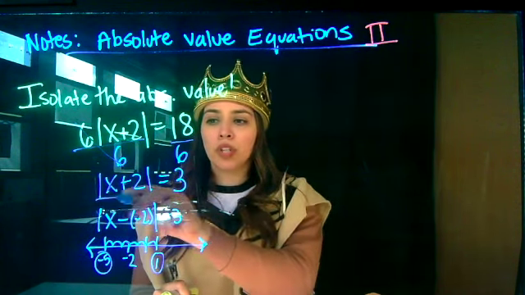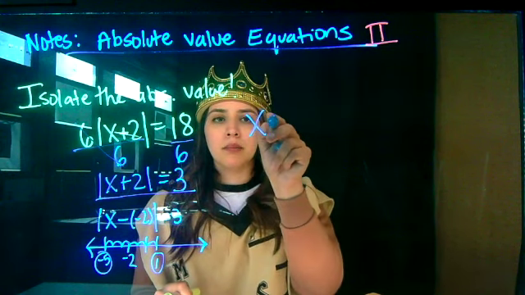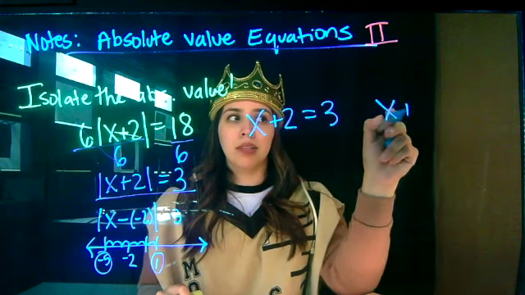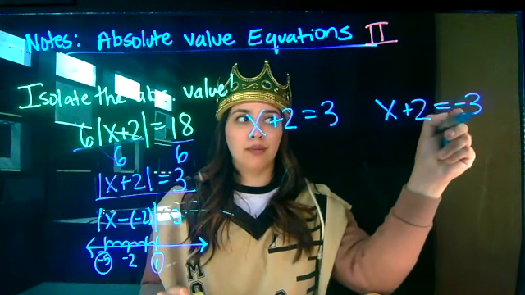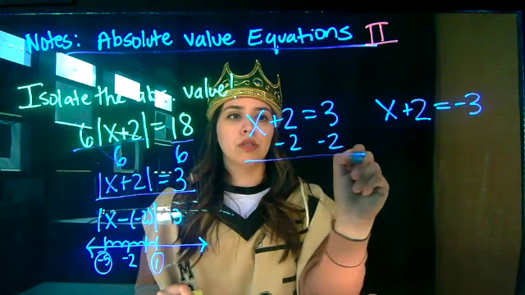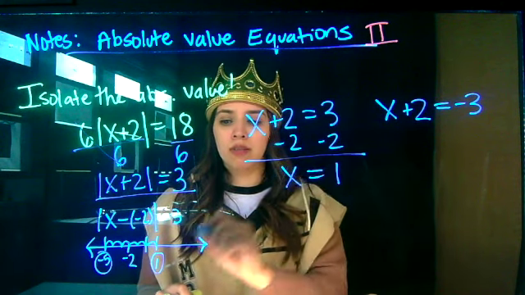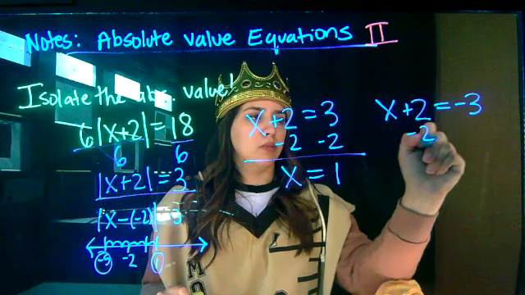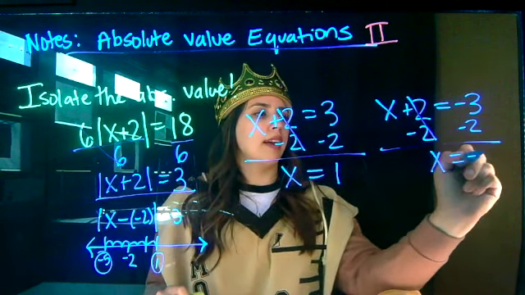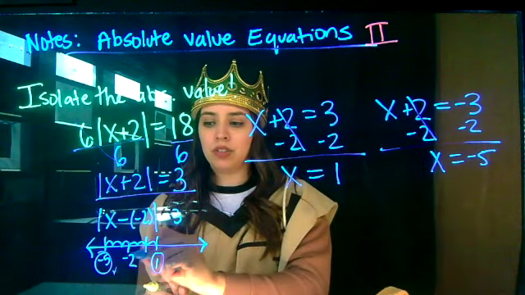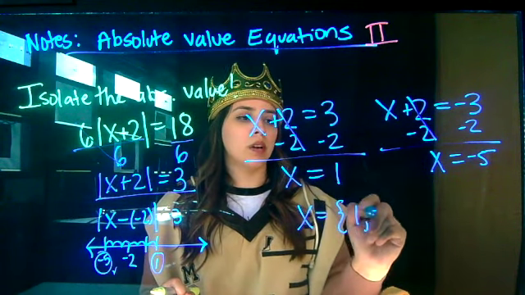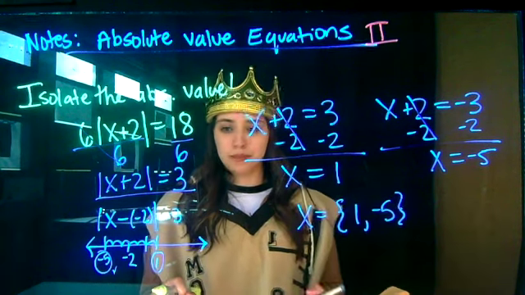So I'm going to get the original: x plus 2 equals 3, and then x plus 2 equals negative 3. Subtract both sides by 2, and I get x is equal to 1, which I have. And then subtract both sides by 2, and I get x is equal to negative 5, and it matches. So we would say x equals the solution set of 1 comma negative 5. Cool.